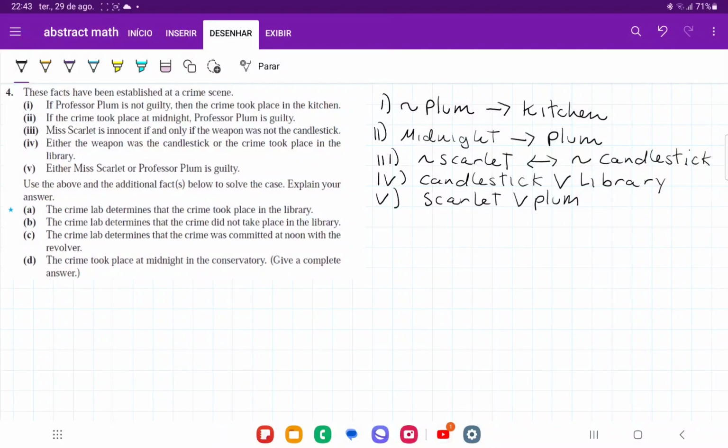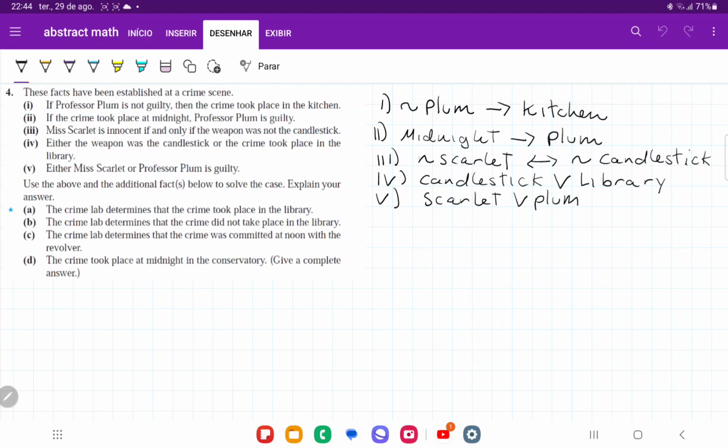So for number 4, these facts here have been established at a crime scene. Being established means that these facts are true. What I've gone ahead and done is transform these statements into symbolic logic connectives. The first one is, if Plum is not guilty, so if not Plum, then the crime took place in the kitchen. The second is, if the crime took place at midnight, so if midnight, then Plum did it.